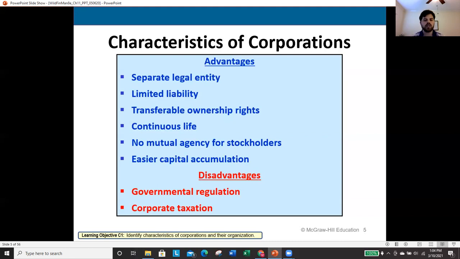Now, the continuous life, right, reaches all the way back to chapter 1 when we talked about this idea that corporations would operate indefinitely, right? And so we talked about that concept all the way back in chapter 1. Now, the good news here is there's no mutual agency for stockholders. And you say, well, what the heck does that mean?